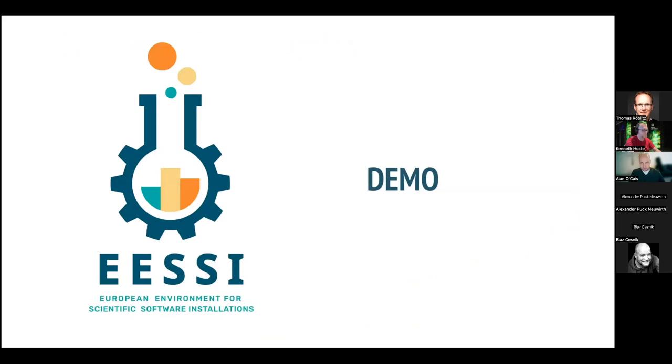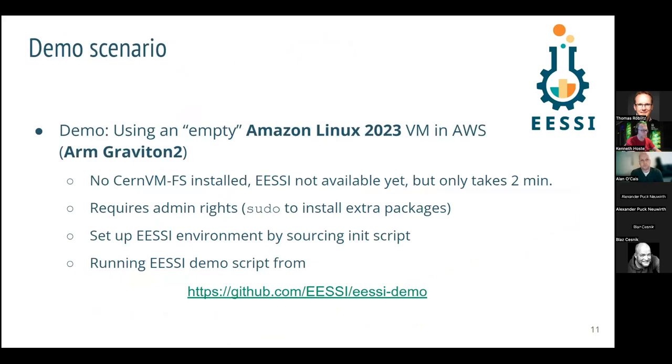And with that, I want to start with a demo. A demo that brings us straight from nothing, basically, from an empty virtual machine. I'm going to use an operating system that I don't know if many of you have used in the past: Amazon Linux, a custom Linux operating system that they use in AWS. We're going to use "exotic" hardware, an ARM instance in this case. This system doesn't have any CernVM-FS installed. It doesn't have EESSI available, and we're going to start from scratch.